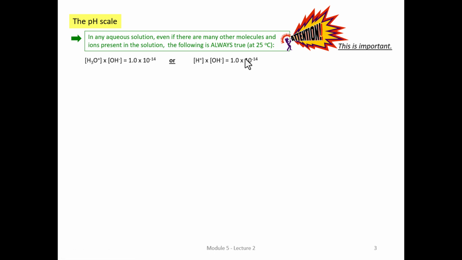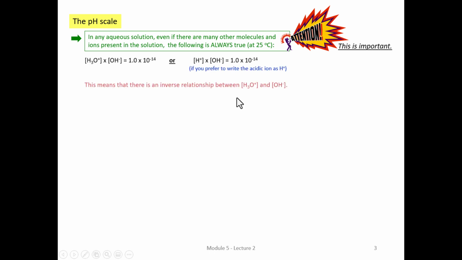Interestingly, this holds in any aqueous solution. So it doesn't matter if there's many other things dissolved, like in a lake or a pond or a beaker of weird-looking aqueous solution in the lab. The hydronium ion concentration times hydroxide will always equal 1 times 10 to the minus 14 at 25 degrees C.